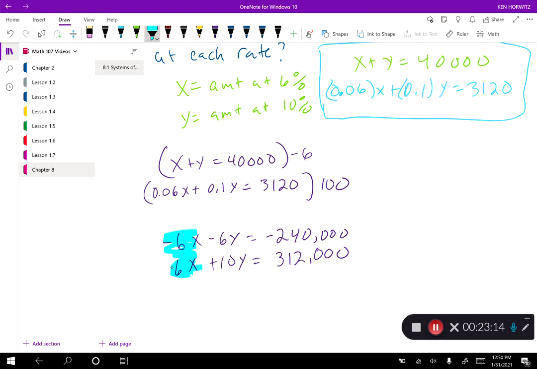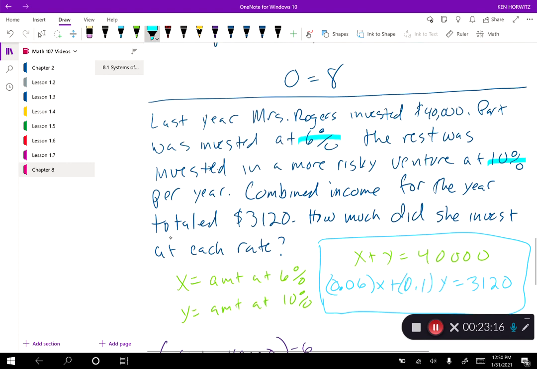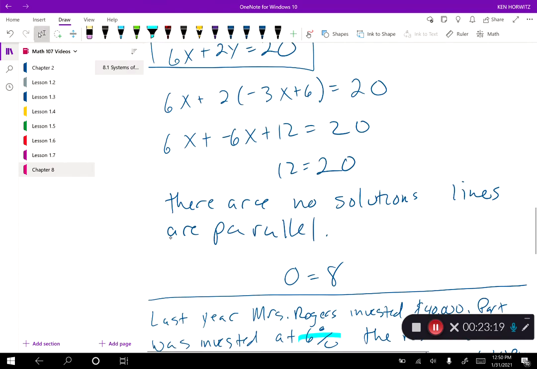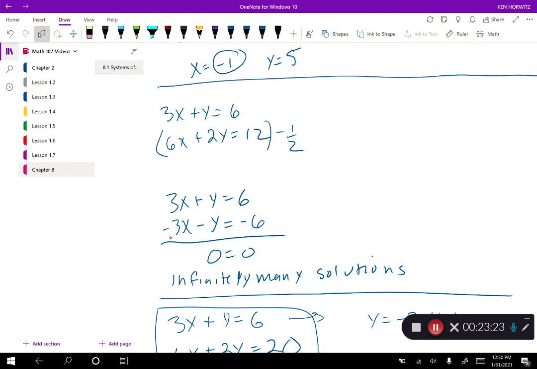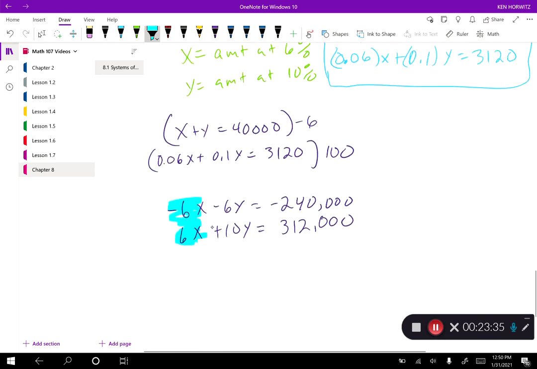I'm looking for 6x, -6x. If we go back up here for just a second, I did this one by substitution here. I did this one by elimination, right? I multiplied times -1/2. I got positive y and negative y because when you add them together, if you have opposite numbers, you're always going to add to 0.